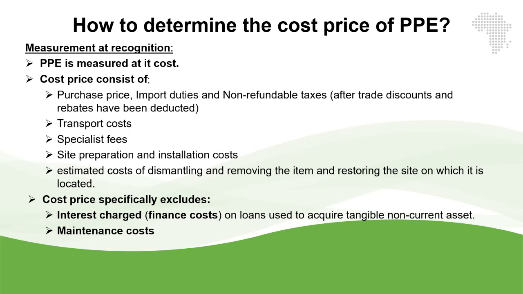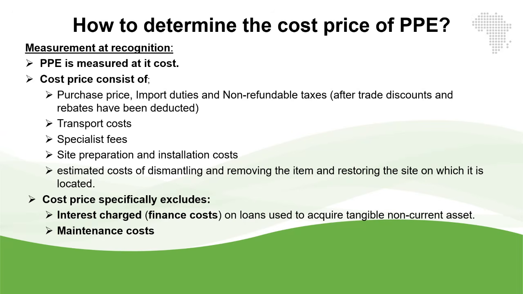And remember that all these costs that we are talking about here are after trade discount and rebate have been deducted. Because when you get your trade discount or your rebate, what you generally do is deduct those, because you did not incur that cost at all, so that we have our correct cost price for the property, plant, and equipment.